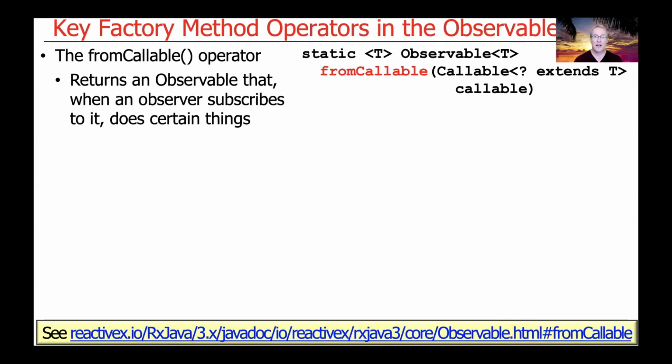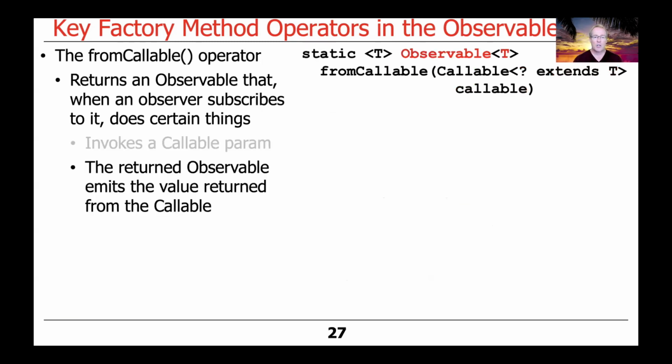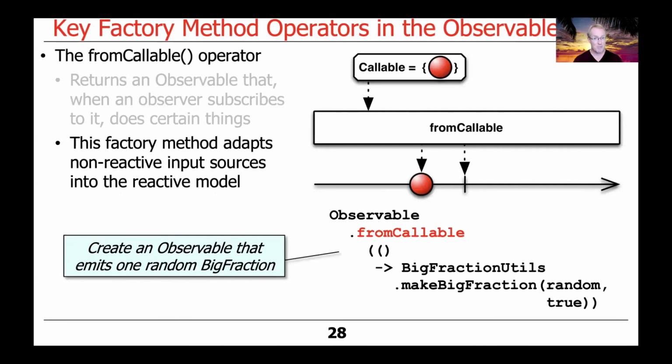Finally, we're going to take a look at the observable fromCallable operator. This operator returns an observable that, when the observer subscribes to it, does certain things. First thing it does is it invokes a callable parameter. This callable parameter, of course, uses the features of Java Callable, which were introduced in Java 5 many years ago. The returned observable that's given back by the fromCallable operator emits the value that's returned from the callable. As before, this factory method adapts non-reactive input sources into the reactive model. You can see here how we're creating an observable that will emit one random big fraction object. And we'll be taking a look at this when we get to our case study at the end of the lesson as well.